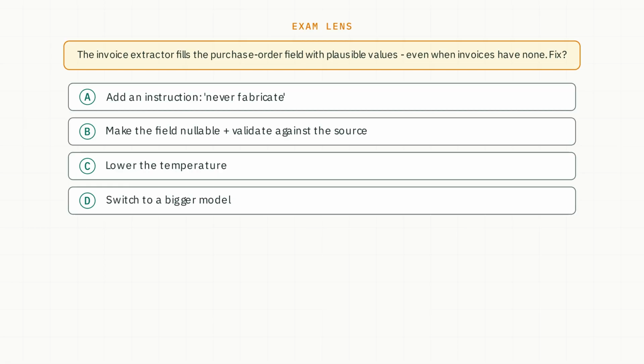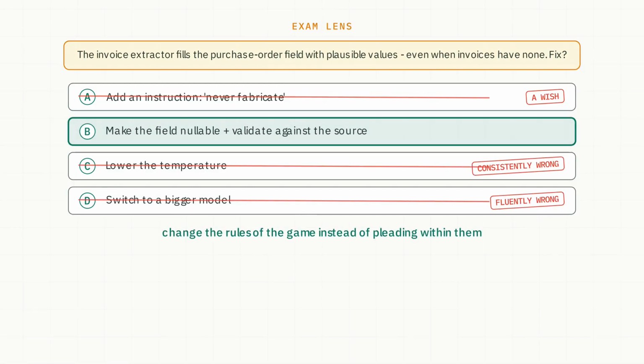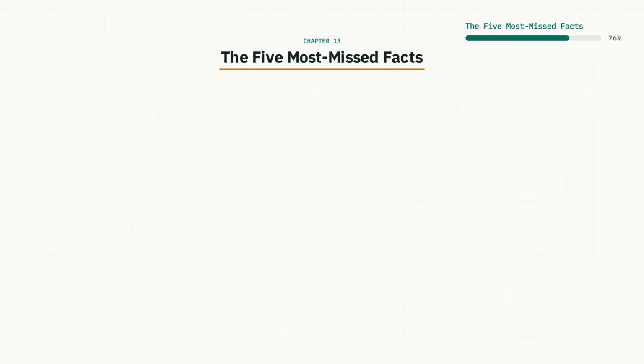6 scenarios, and if you notice the same handful of laws deciding every single lens, that was the entire point. Chapter 13, The 5 Most Missed Facts, a rapid-fire insurance policy, because scenario exams still hinge on a few hard facts, and these are the ones that reliably separate scores. Fact 1, subagents inherit nothing. No memory, no history, context is passed explicitly or it does not exist.